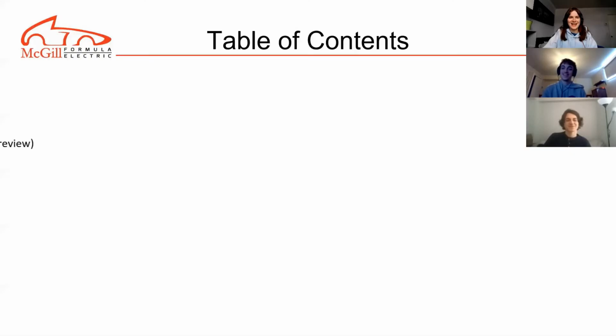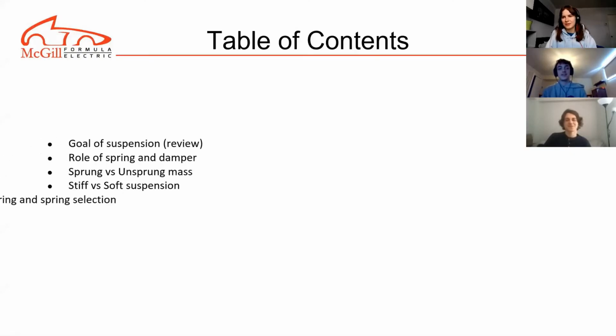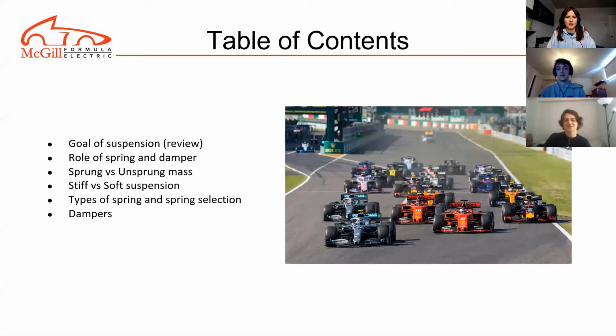Cool. So, what are we going to talk about exactly today? We're going to do a review of the goal of suspension, as we saw a little bit last time. We're going to talk about why we use springs and dampers, so the role of them. We're going to see sprung versus unsprung mass, stiff versus soft suspension. We're going to see the types of spring and the spring selection. And finally, we're going to go over some damper theory.